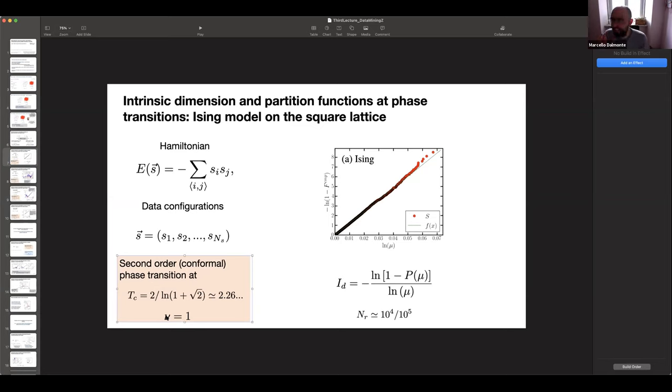Now, what do we do in practice? In practice, we run Monte Carlo simulations. In these Monte Carlo simulations, we have huge Markov chains that have to be uncorrelated. That's why we need these cluster algorithms that I didn't have time to fully explain to you at the end of the second lecture. But anyway, forget about how we get them. We have these very uncorrelated data sets, and then we analyze them. We extract the intrinsic dimension with the 2NN method that Alex mentioned in his lectures. For the 2NN method, we need a lot of configurations, and typically we deal with configurations of order 10 to the 4, 10 to the 5.